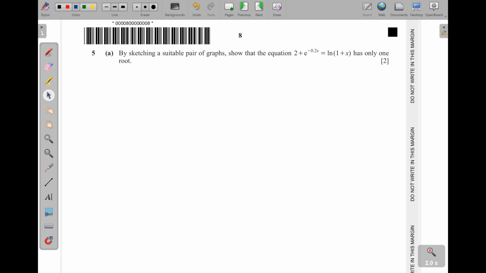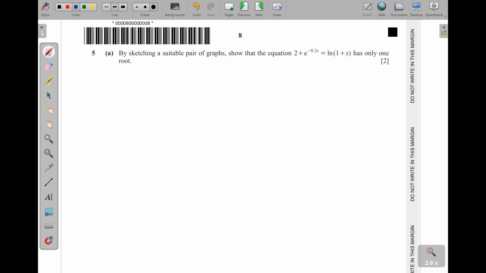Question 5, part A. By sketching a suitable pair of graphs, show that the equation 2 plus e to the power of negative 0.2x is equal to natural log of 1 plus x has only one root. That means we are going to sketch the two curves. Maybe one is coming like this and then another one like that, and then they meet at one point. Okay, so if we show that, then that means that there is only one root, and where they meet, that is the solution. So it is that root.